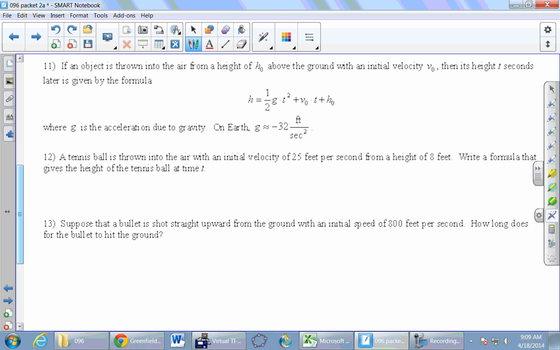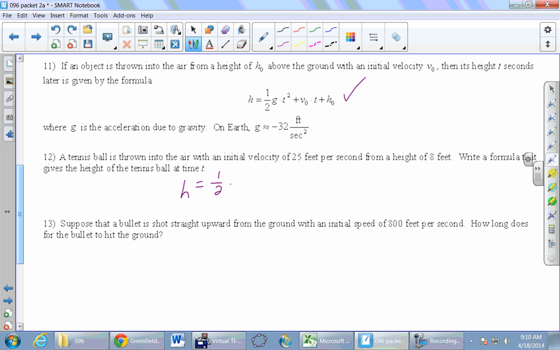Okay, so let's try number 12. I'll go to Ryan for 12. Okay, so this is really just practice with using this brand new formula. It's complicated. So h equals 1/2 times g is a constant. It's always the same number on Earth. What is it?